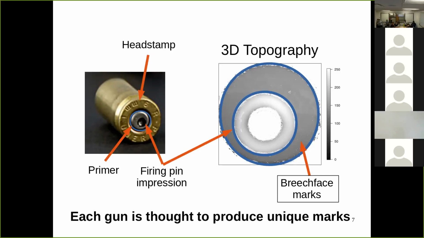The important thing is that each gun is thought to produce unique marks. This means that cartridge cases fired from the same gun are expected to have marks that are more similar compared to those coming from a different gun. This is useful because when a cartridge case is retrieved from a crime scene, yeah, what's your question?